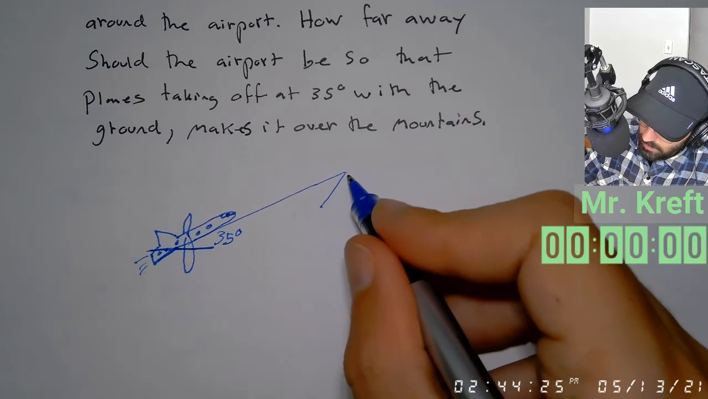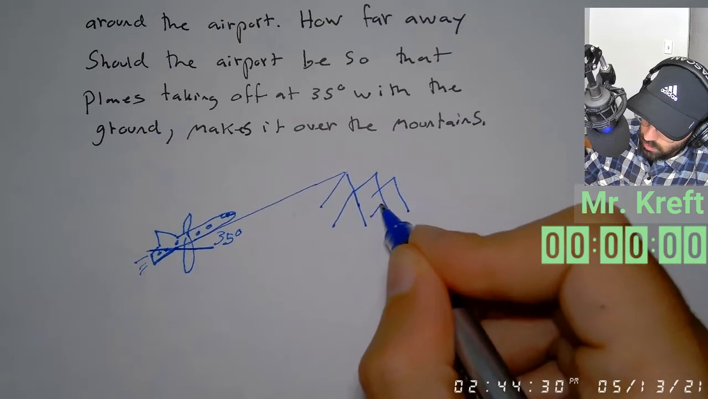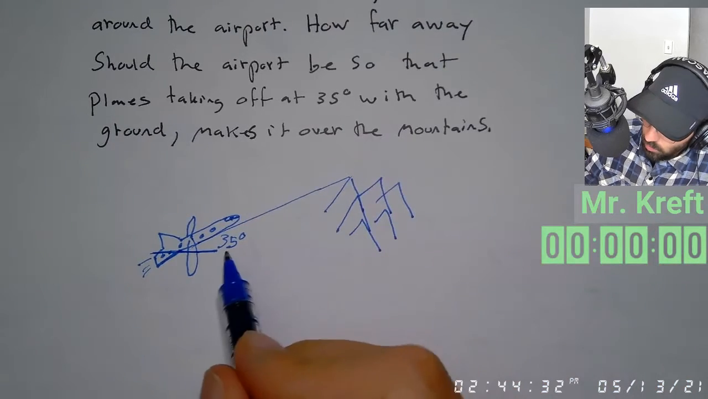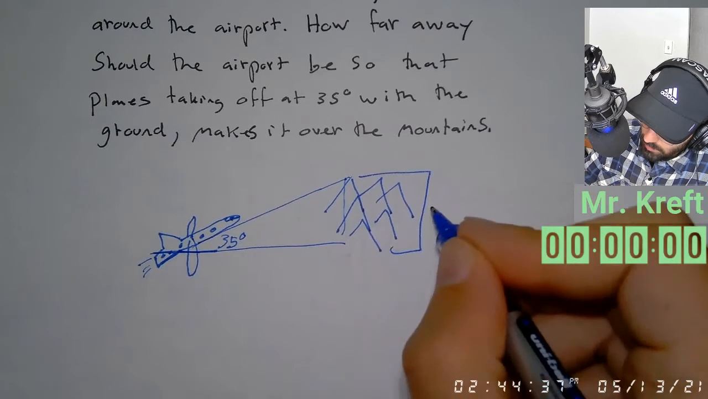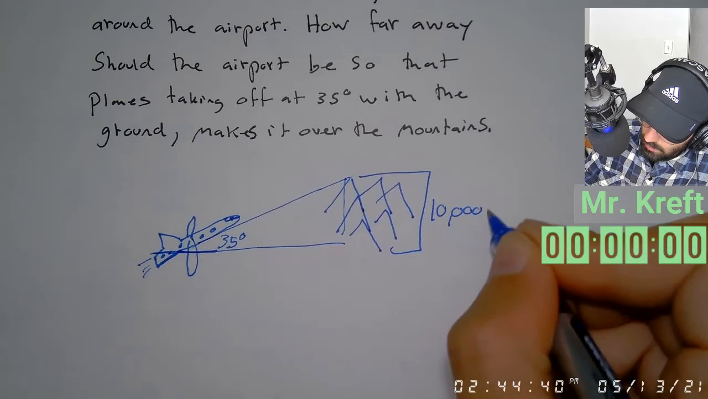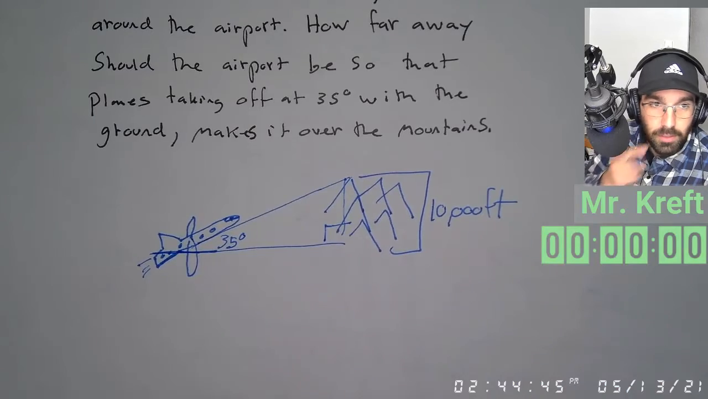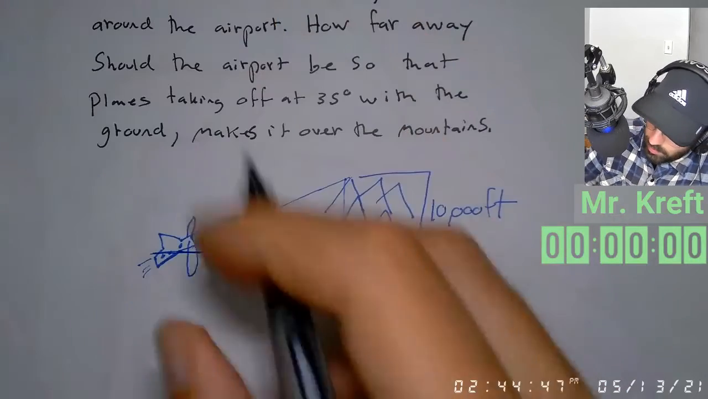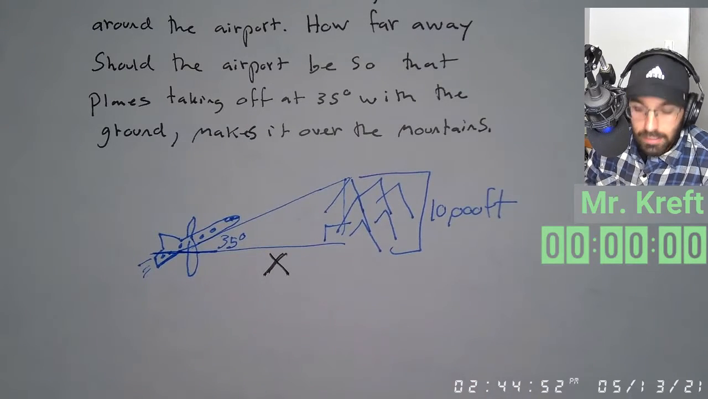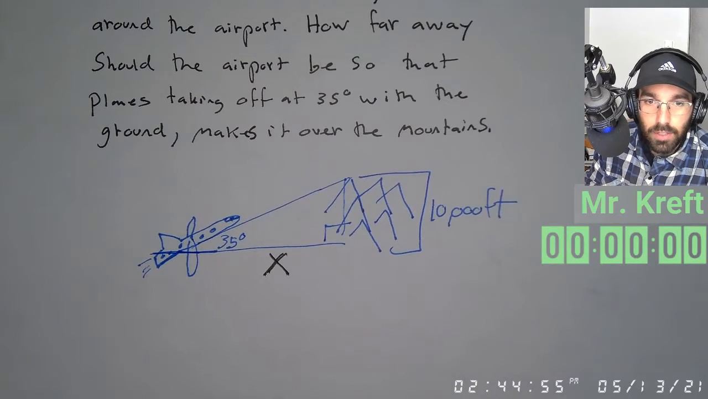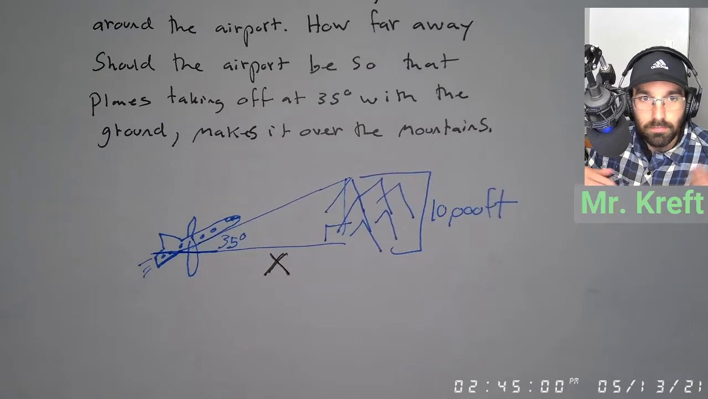And we got to be careful of these mountains, right? So how tall are these mountains? Well, these mountains are, maybe I should go like this, 10,000 feet. Okay. So they're 10,000 feet, so we got to get over these mountains. And what we want to know is, how far away does this airport have to be from the mountains so that we can clear them? So does anybody have questions about my setup?